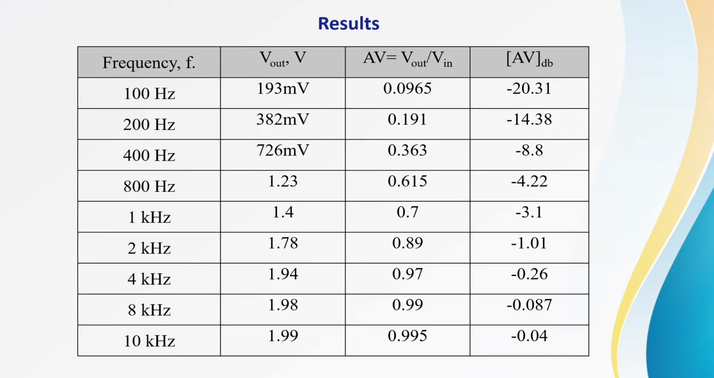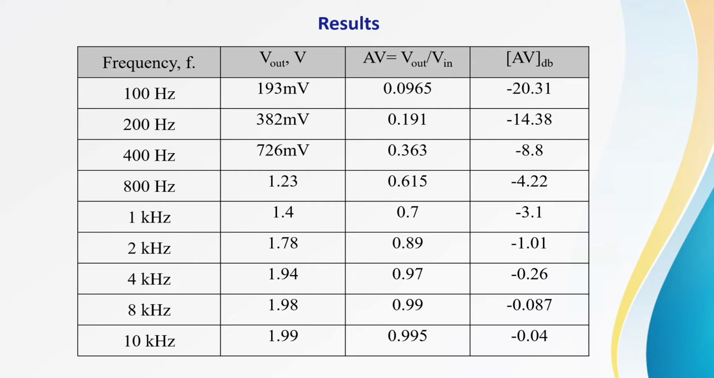For the 1 kHz, 1.4 for the Vout. For the AV equals Vout over Vin is 0.7, and AV in dB is negative 3.1. For the 2 kHz, Vout is 1.78. For the AV equals Vout over Vin is 0.89, and AV in dB is negative 1.01.